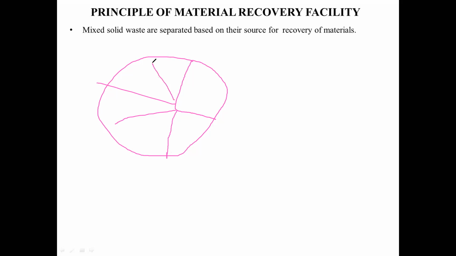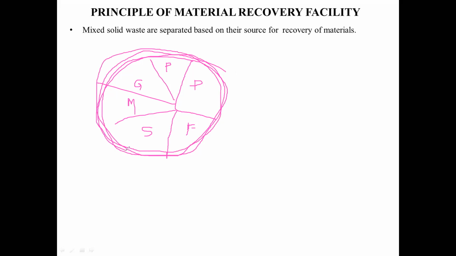So the principle of our material recovery facility is that the mixed solid waste is separated based upon its source of recovery of material. Because, as we have been telling, every source which is going to be generating waste has components or composition of waste that are going to be different. You cannot say that there is always going to be paper, plastic, glass, metal, sanitary waste, or waste from vegetables and fruit. This composition is based upon the source. Hence, the complete material recycling facility depends upon the source from which you are going to be collecting the waste. Hence, mixed solid waste is separated based upon its sources of recovery of material.